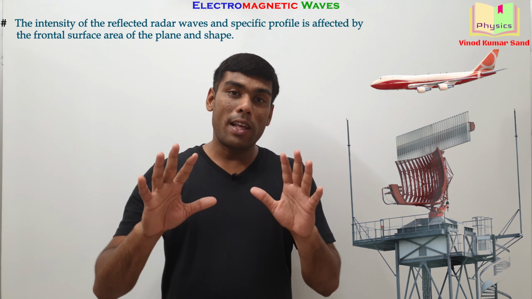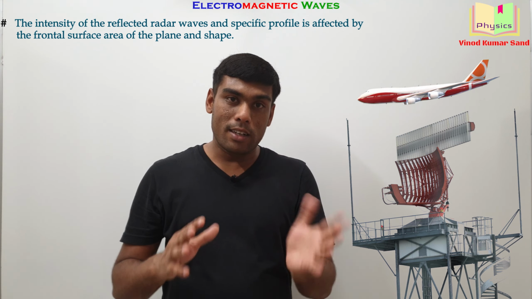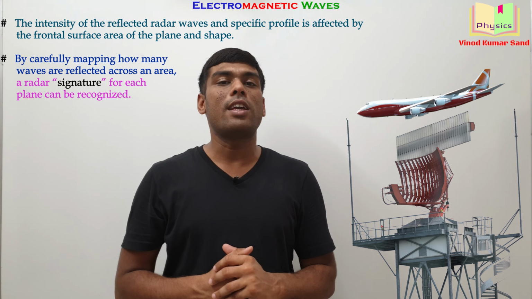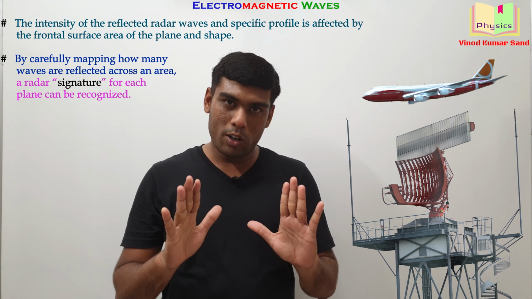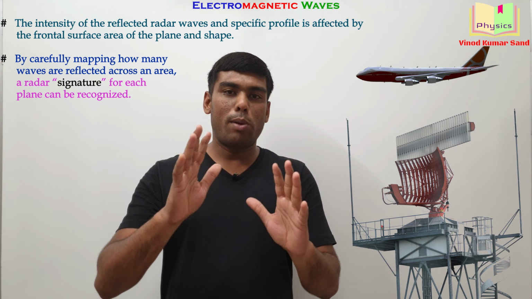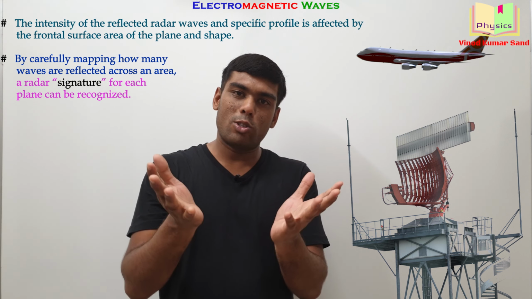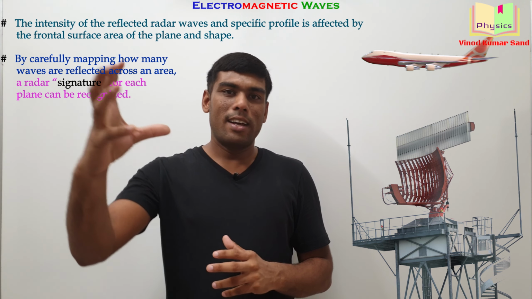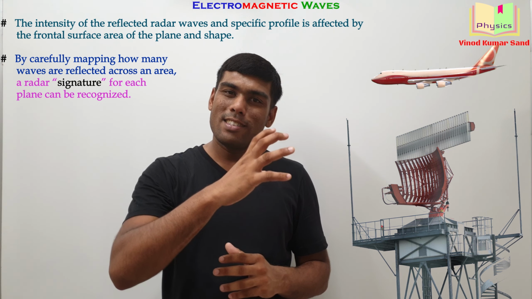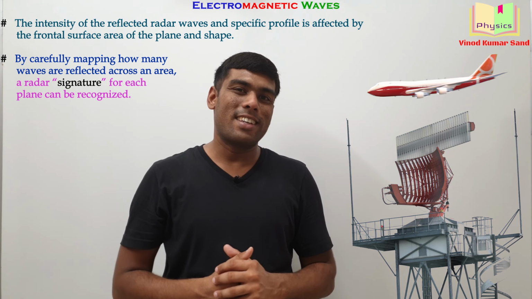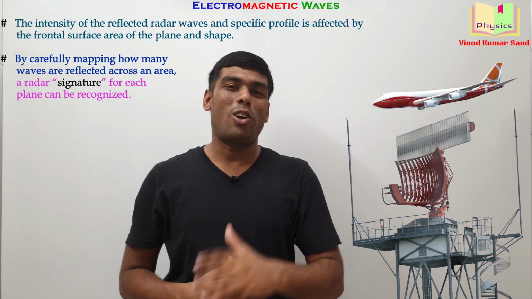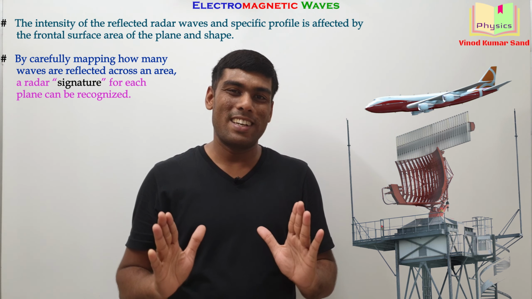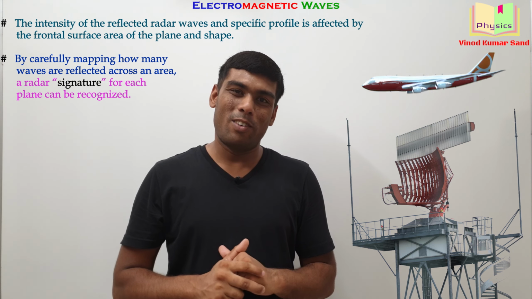Different kinds of planes will reflect different intensities of the radar waves. Got the idea? Different kinds of planes have different shapes, different sizes. So the reflected intensity will also be different. Radar will measure the reflected intensity, and using that intensity, radar gets the signature of the plane. By the word signature, I mean the shape, size of the plane.